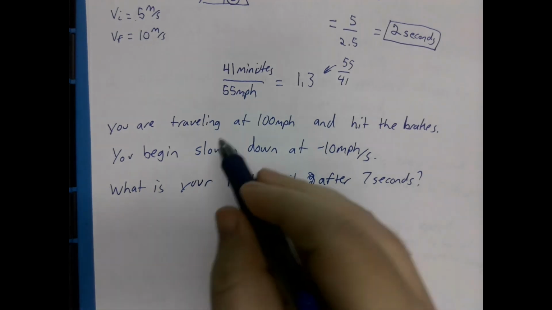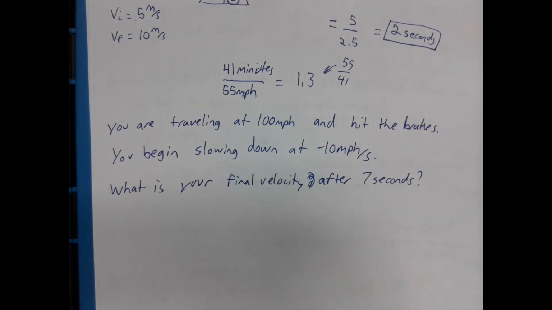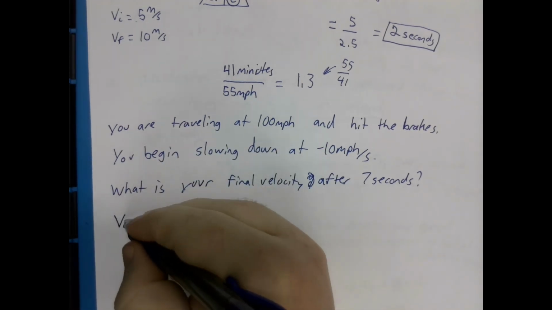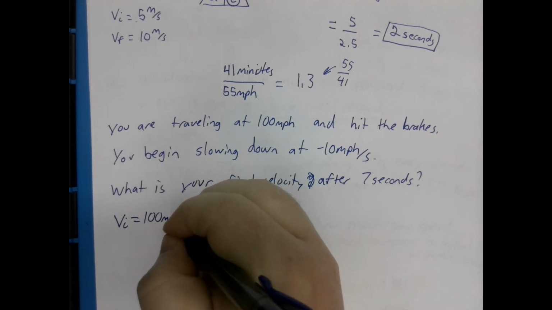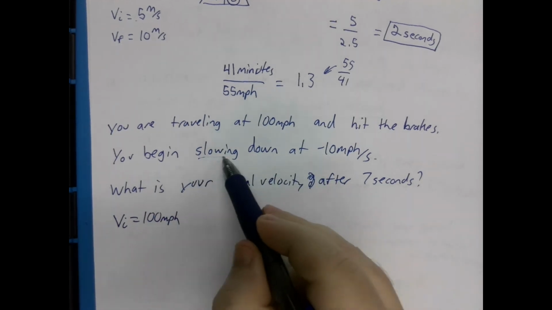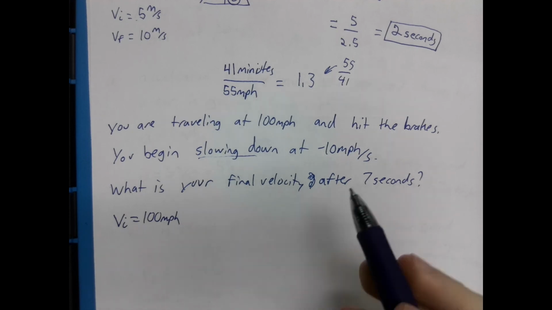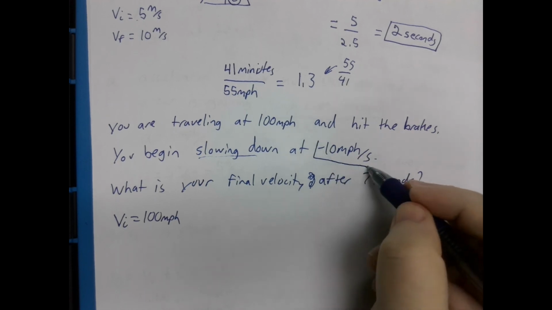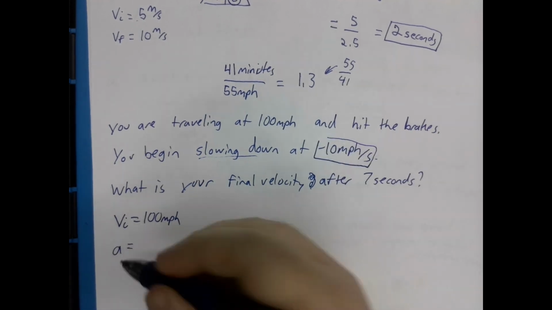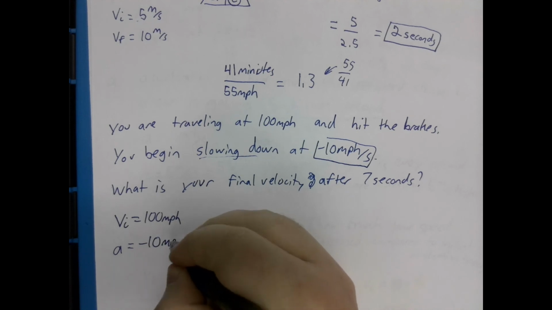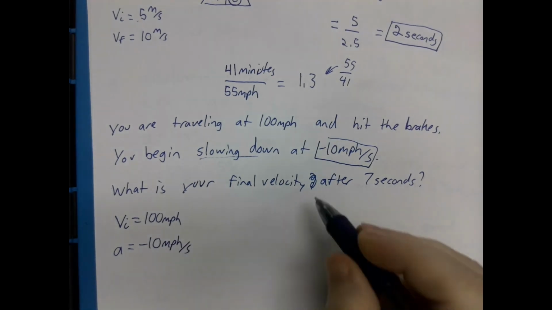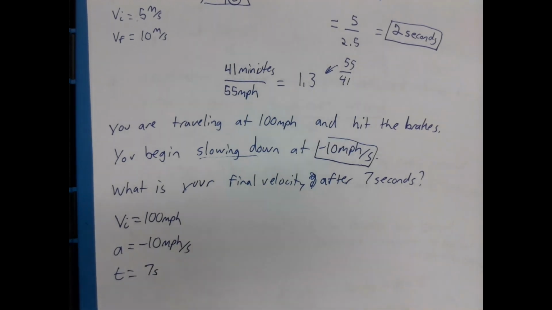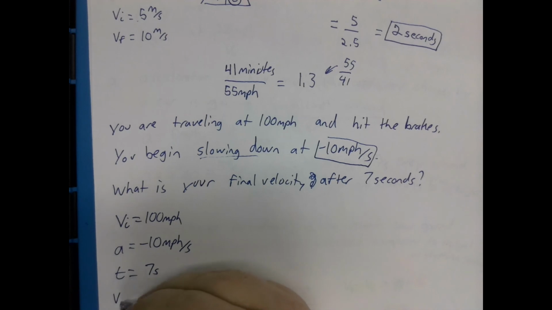So again, we need to read through this and see what we can identify. You are traveling at 100 miles an hour. That's describing your initial speed. You begin slowing down. Slowing down talks about your change in speed. Negative 10 miles per hour per second would be your acceleration. And 7 seconds would be your time. And it's asking you to find VF.